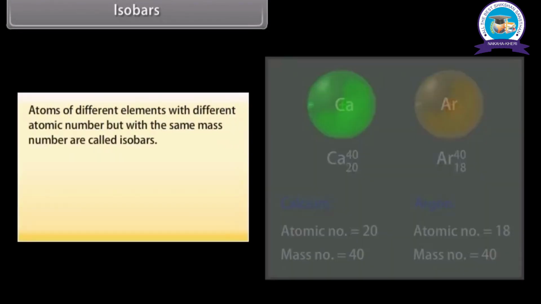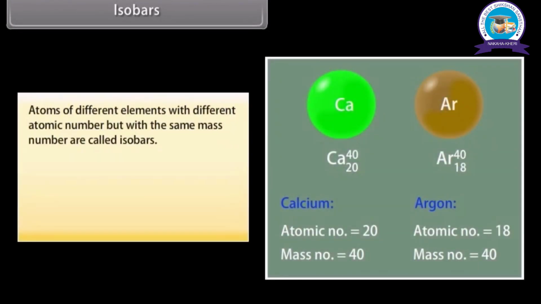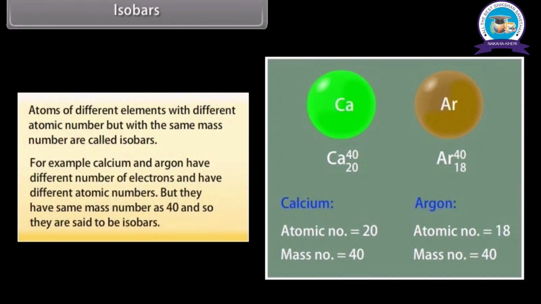Tritium. Isobars. Atoms of different elements with different atomic number but with the same mass number are called isobars. For example, calcium and argon have different numbers of electrons and have different atomic numbers. But they have the same mass number of 40, and so they are said to be isobars.